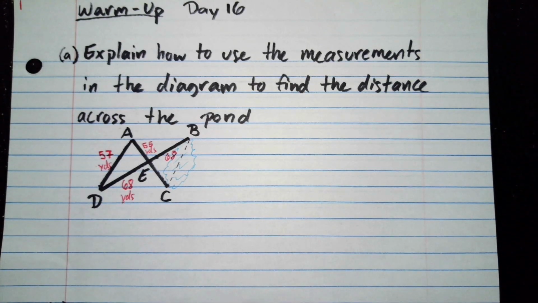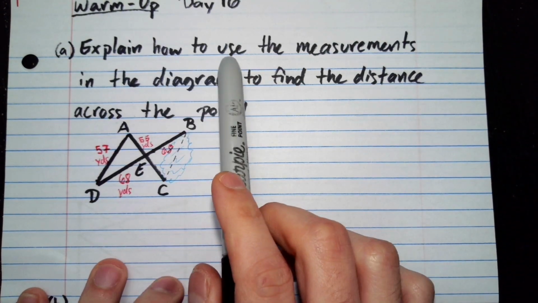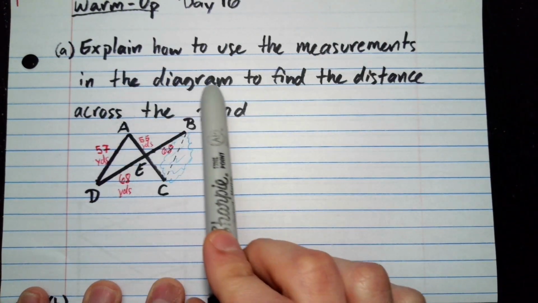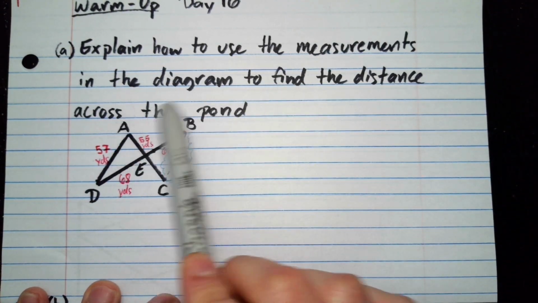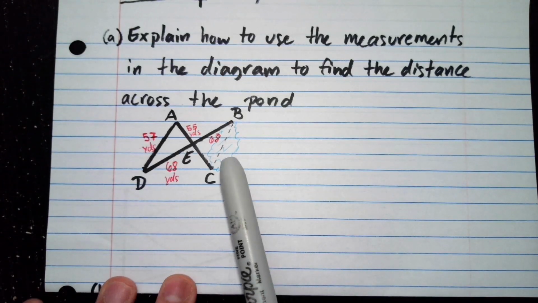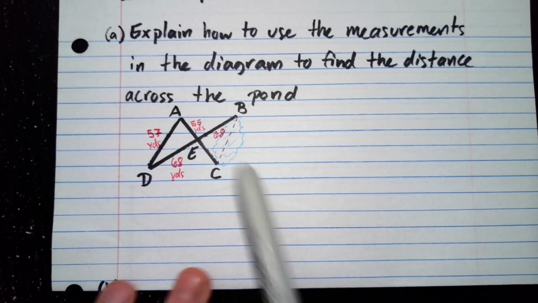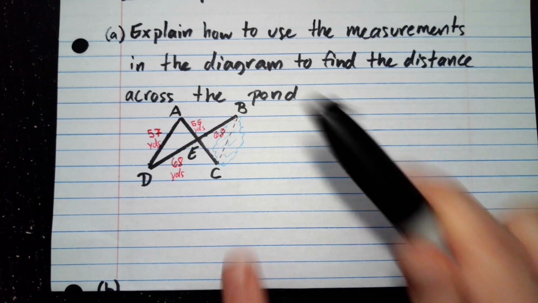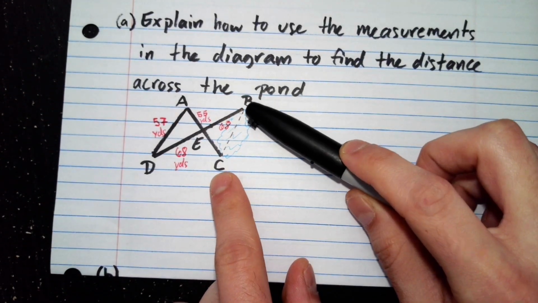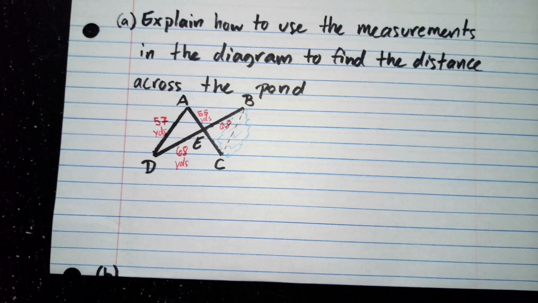Hello everybody. So we are going to be working on the warm-up for day 16 of the geometry notes. It says the following: explain how to use the measurements in the diagram to find the distance across the pond. And then we have a pond here. You can probably barely see it, but it's right there. We have to find the distance of this pond right here without actually measuring it.